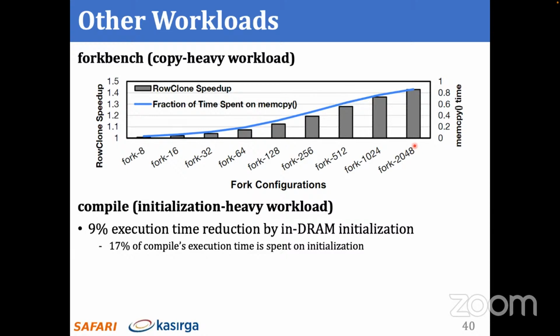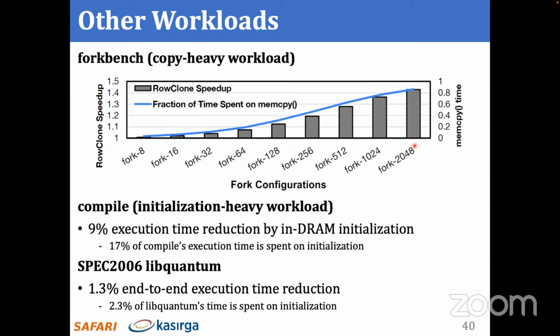For the compile workload, the initialization heavy workload, we observe a 9% execution time reduction when we use in-DRAM initialization using RowClone operations. And this is only 9% because the compile workload spends only 17% of its execution time initializing the data that it operates on. And finally, for the SPEC libquantum workload, we observe a 1.3% end-to-end execution time reduction. This is only 1.3% because libquantum only spends 2.3% of its time on initializing data, and RowClone initialization greatly improves the execution time for that portion, essentially.